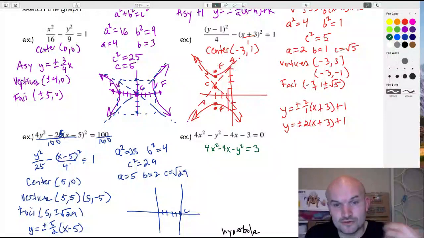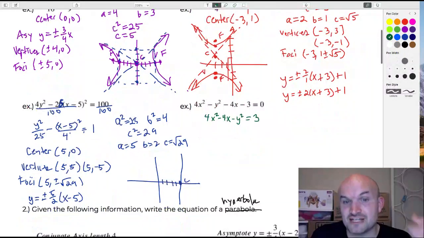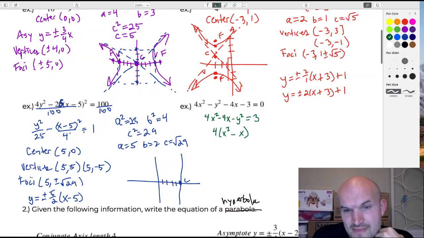All right, so there's really nothing I can do with this y squared here. So therefore, the only thing I can really complete the square with, or create a perfect square trinomial, is with this x. So the first thing I'm going to do is factor out the 4. So I have 4x squared minus x, and then I'm just going to rewrite this as minus y squared equals 3.